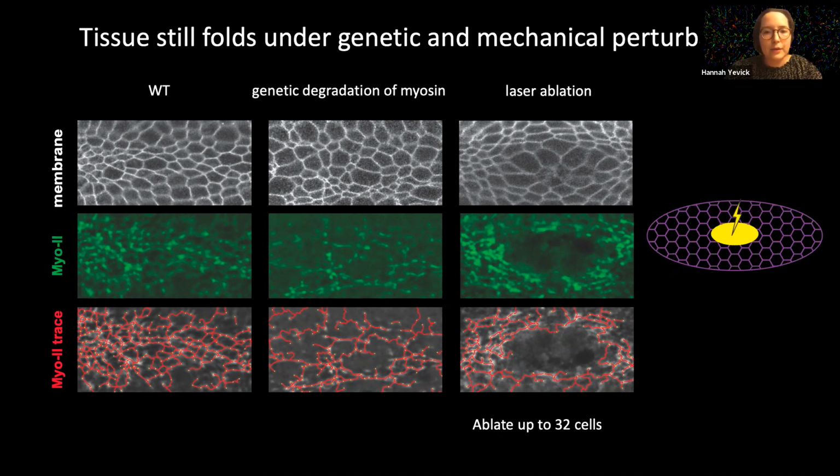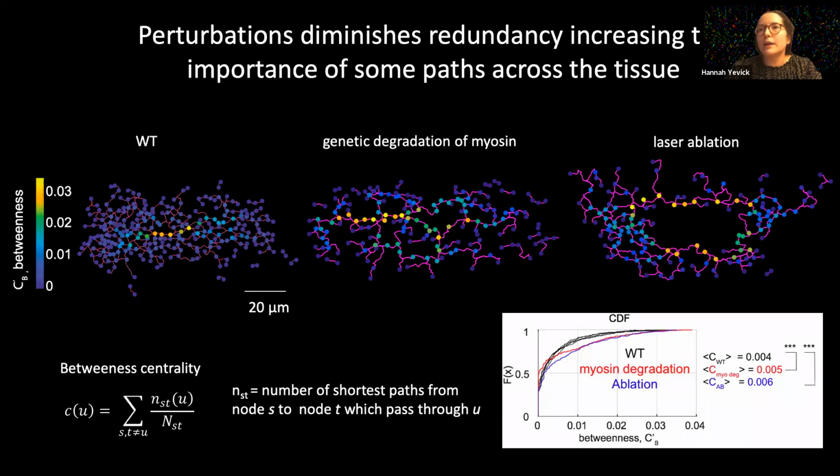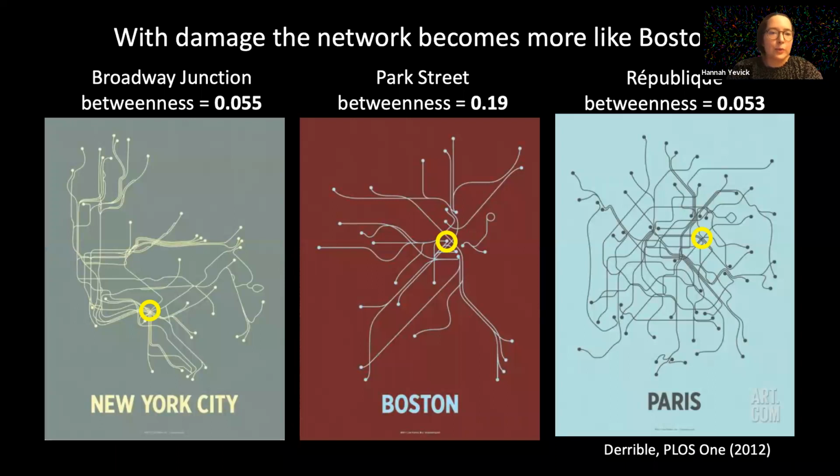So what we are basically seeing, if we go back and look at the betweenness centrality in these networks at the time when tissue folding begins, is that the perturbations diminish redundancy in the system, but ultimately some minimal path still exists across the tissue. So the remaining nodes are more important in connecting cells together. So with damage, what we basically see is that the network becomes more and more like Boston, which is somewhat of a poorly engineered system, but still functions to some extent.